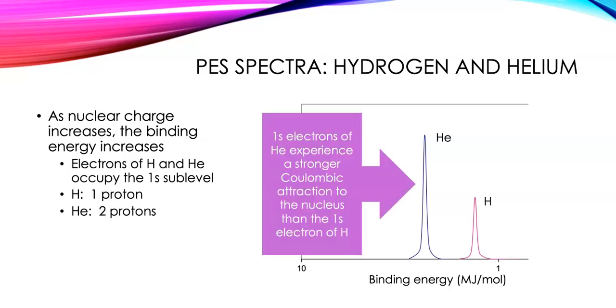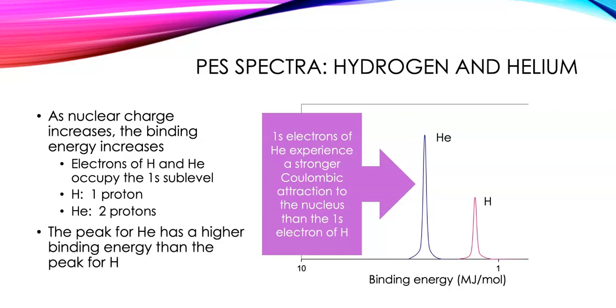And that's because the 1s electrons of helium experience a stronger Coulombic attraction to the nucleus than the 1s electron of hydrogen. And so we can use this to figure out which peak is which. That's why the peak for helium has a higher binding energy than the peak for hydrogen.